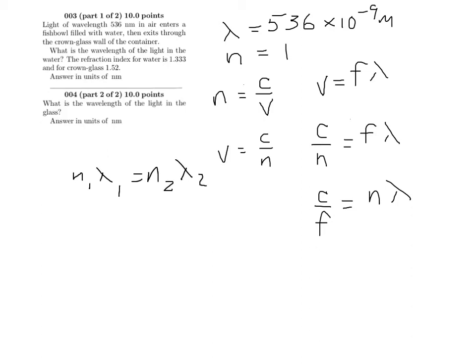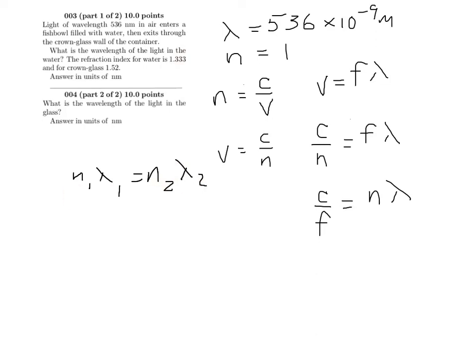So now, since they're both equal to the same constant, c over f, and the frequency will be set as soon as I get going, now I've got n1 lambda 1 is going to equal n2 lambda 2. Well, here's the n I'm looking for, 1.33, is going to equal lambda 2, and I'm going to solve for lambda 2. So this relationship is going to be very helpful later on.